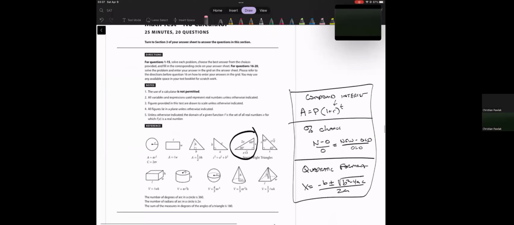Here I just wrote a couple of formulas that might be helpful for you guys when it comes to the SAT. The compound interest formula, the percent change, I know we've discussed that one a lot, and the quadratic formula. So if you want to take a second to pause and copy those down, just as another helpful hint for the SAT, you can, but in this part, we're just going to go through all of the questions in section 3.